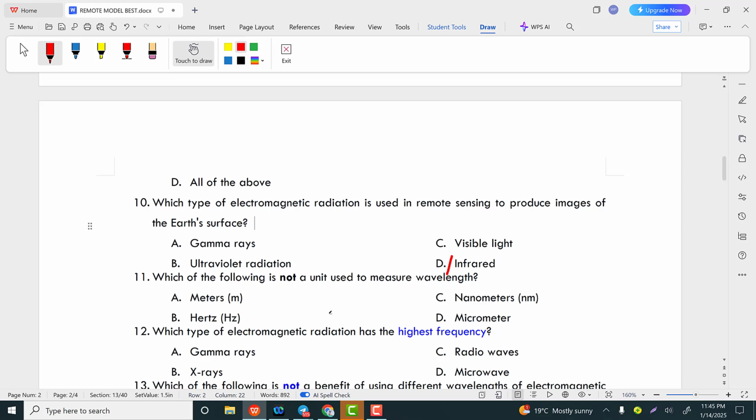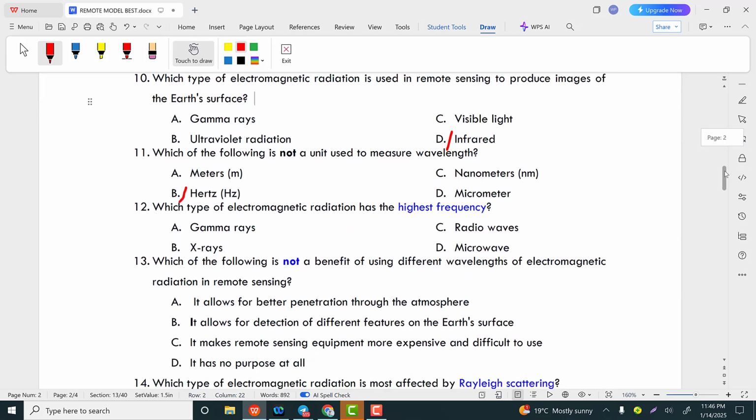Which of the following is not a unit to measure wavelengths? So wavelength is measured in meters, nanometers and micrometers, 10 to the power of minus 9 and 10 to the power of minus 6, the nanometer and micrometer. In contrast, the frequency is measured in hertz. So the question is "not". So the answer is B.